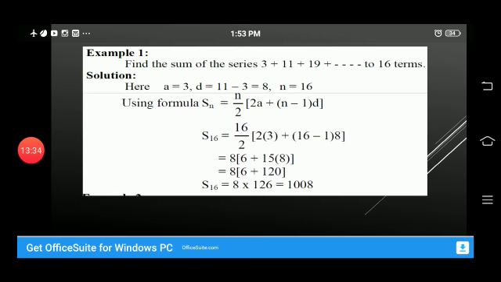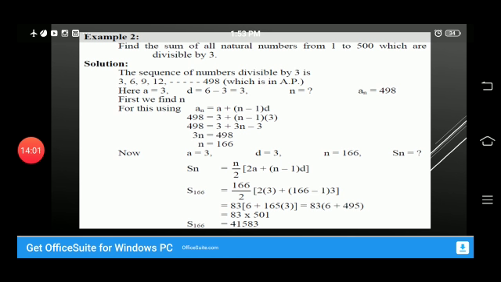For example, find the sum of the series 3 plus 11 plus 19 and so on, up to 16 terms. So here we come to know that a1 is 3, d is 11 minus 3, which is 8, and n is 16. Simply by putting the values in the formula of Sn, we get the answer that S16 is equal to 1008.